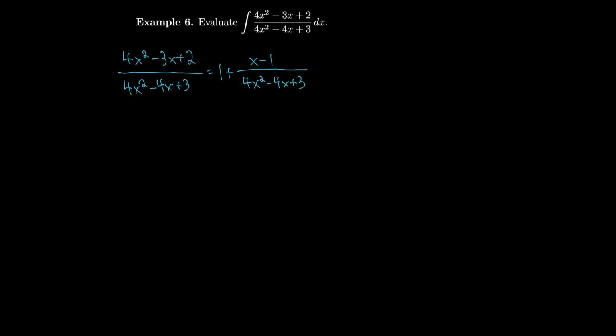Notice that in the denominator, if I look at the discriminant b² − 4ac, that's (−4)² − 4·4·3, which is equal to −32, a negative number. It's less than 0, so that means there are 0 real roots, so we can't factor this. If we can't factor it, we can't use partial fractions. So we're going to have to figure out another way to do our integral.